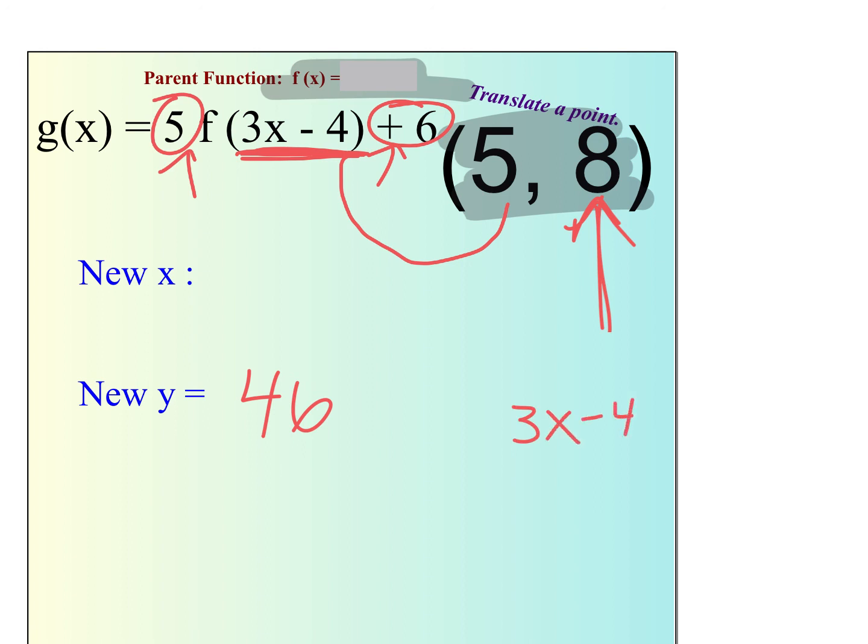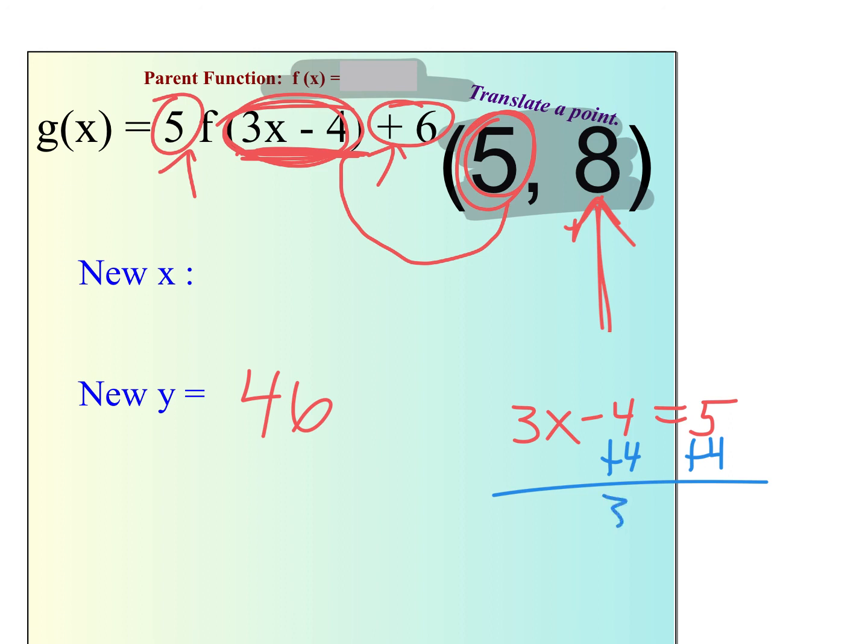3x minus 4 equals 5. If I just set this equal to this, it'll force me to do it in the opposite order and the opposite thing. Because look, I'm going to have to add 4 to both sides. See, that's the opposite of minus 4. And then I'm going to have to take and divide both sides by 3. Not times by 3, but divide by 3.